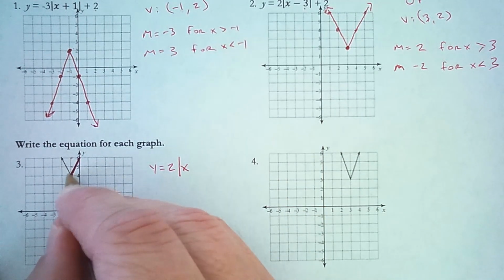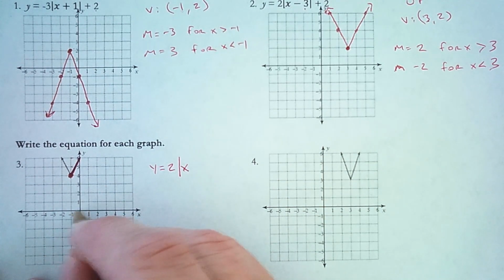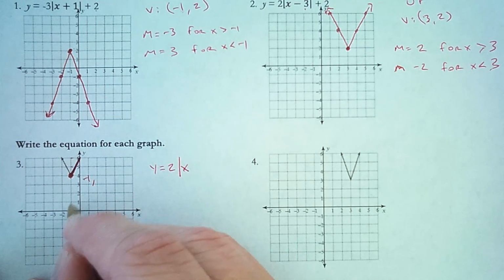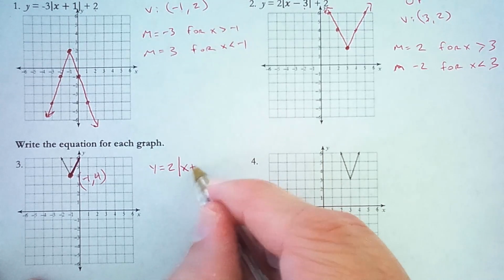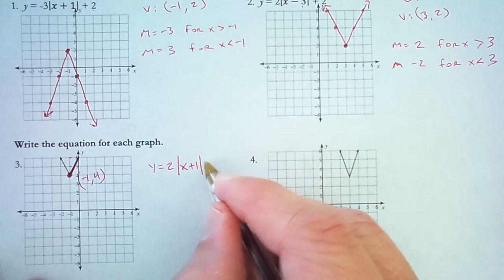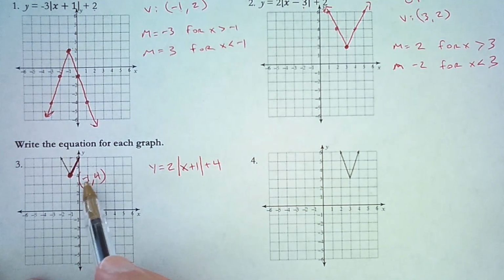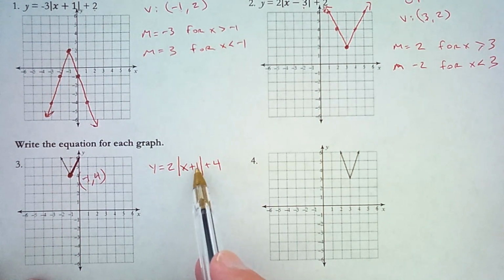And then let's find this vertex, the coordinates of this vertex. Negative 1, and it's up 4. Negative 1, 4. So that means it's x plus 1, and then plus 4. We changed the sign on the x value because this is the opposite.